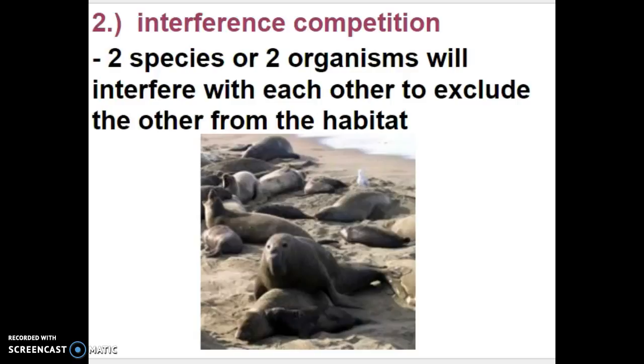Interference competition is when two species or two organisms will interfere with each other to exclude the other from its habitat. A lot of times this is a sort of bluffing situation. With the elephant seal, there is only one male, the beachmaster, that is allowed to mate with any of the female elephant seals. However, there are other males in the population. They absolutely try to mate with some of the females, but the beachmaster will make a lot of noise and chase them away from all of the ladies. So they will interfere with the lesser males, getting in the way of his mating rights.